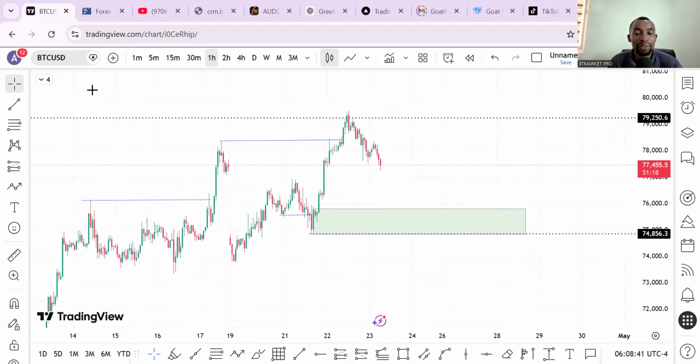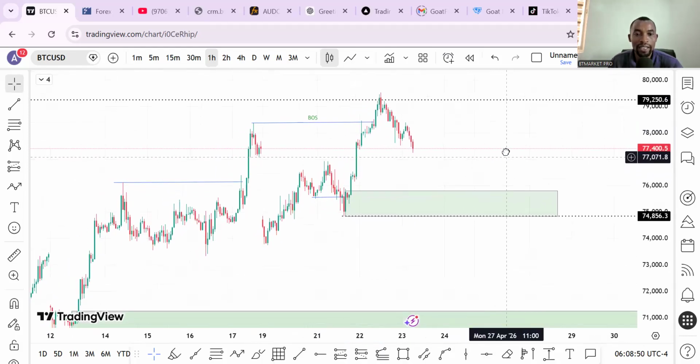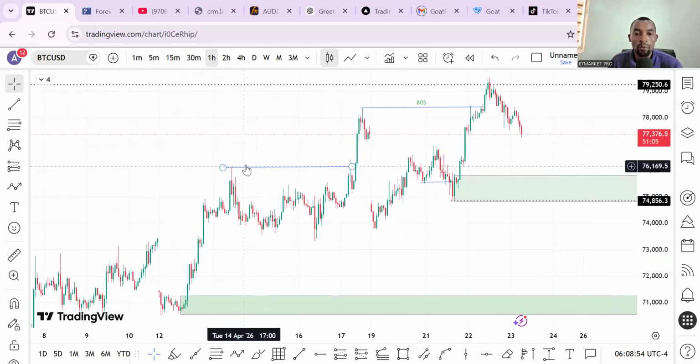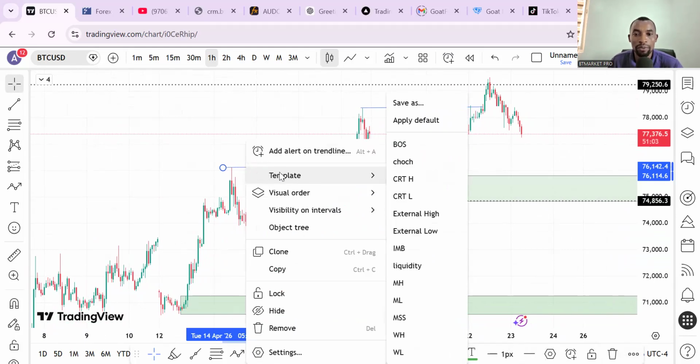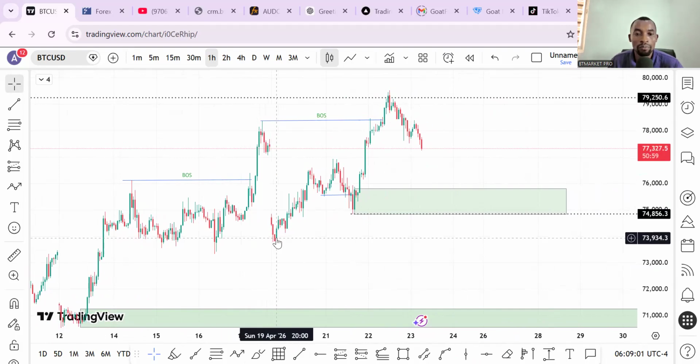Now, we have this BTC. You can see clearly now that we have a break of structure on this BTC, right? We have a break of structure. Let's start from here. We have what? A break of structure, another break of structure here. Why did the BTC buy from here?